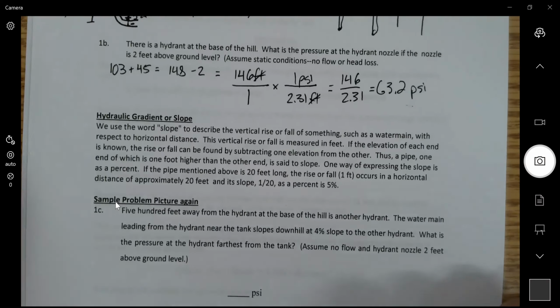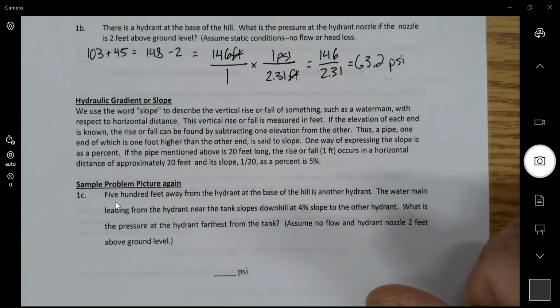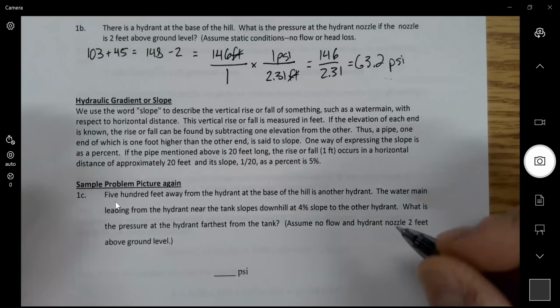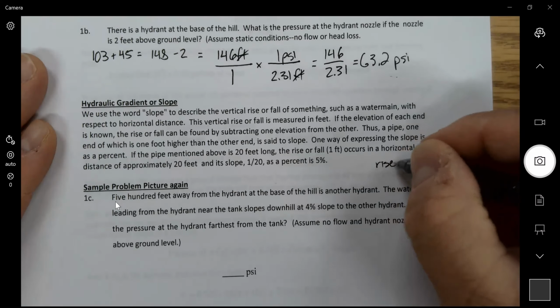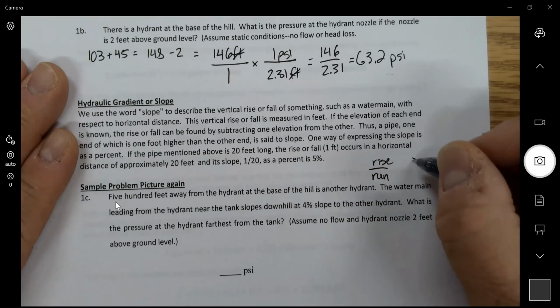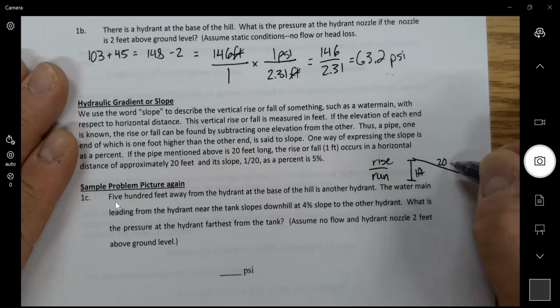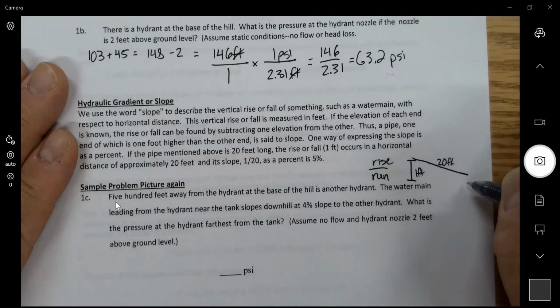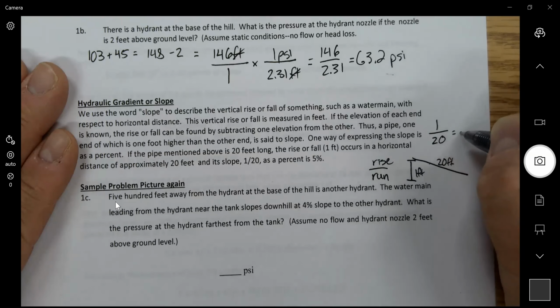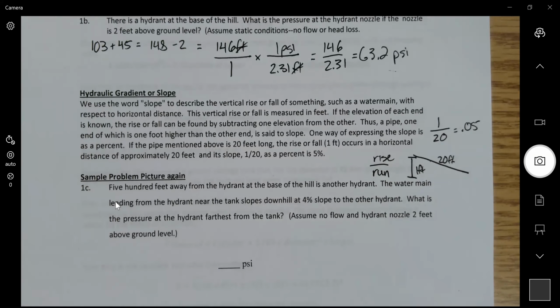All right. So the next thing we're going to be talking about is hydraulic gradient slope, right? So gradient means it's the rise over the run. So what I mean by that is the height difference between the two ends. In this case, it's 1 foot. And the run is 20 feet long. The rise over the run. So if you do the rise of 1 over the run of 20 feet, you're going to get a gradient slope of 5%.